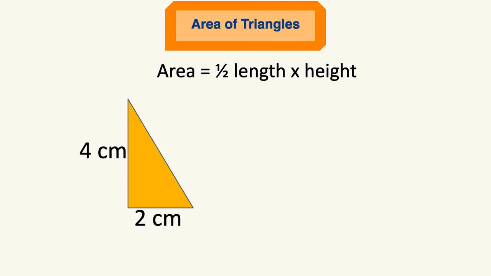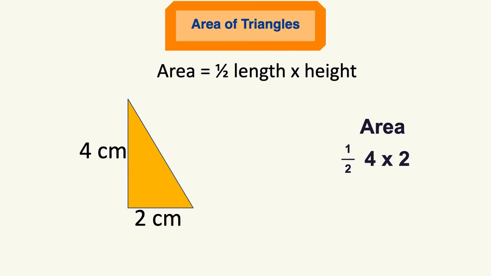Again, to find the area, we use the formula half length times height. In this example, the length is 2 centimeters and the height is 4 centimeters. Let's write up our formula. Our area should look like this. Half 4 times 2. Now, we multiply.